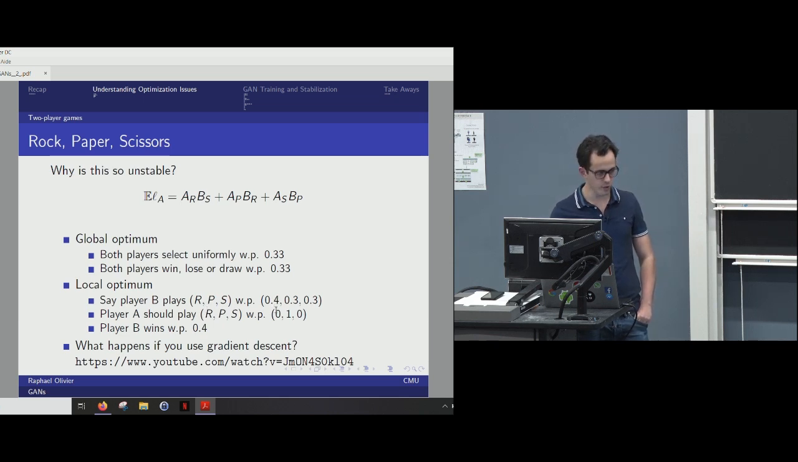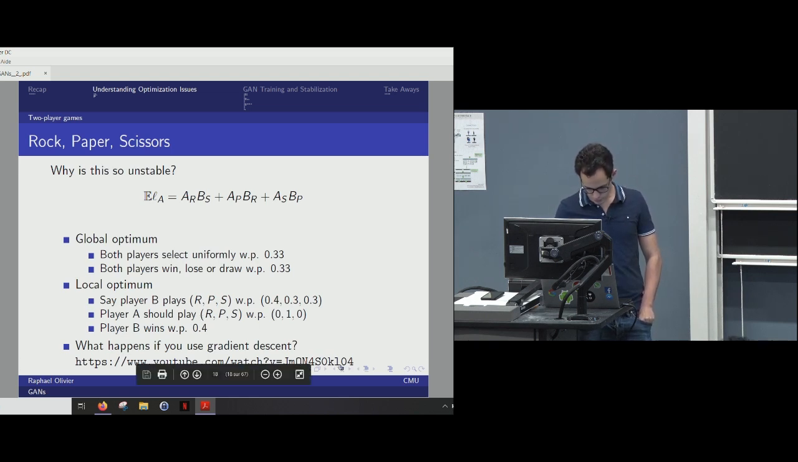But if your player B was close to that optimum but not completely there, like one of them, rock, had 0.4 and the other had 0.3, then A is going to immediately learn that in order to have a bigger expectation of winning, you need to play paper all of the time, because you got more chances that B plays rock than anything else. So that's how you're going to win. That just illustrates the fact that the global optimum here is not stable at all, because even if one of the players deviates a little bit from it, then the entire game learns to something completely different.